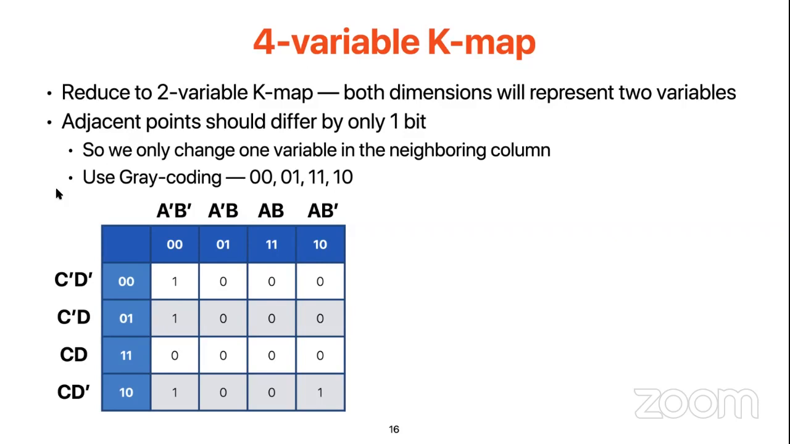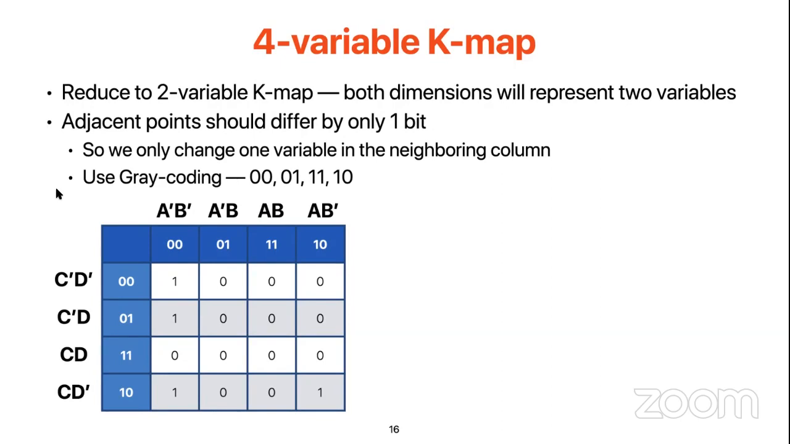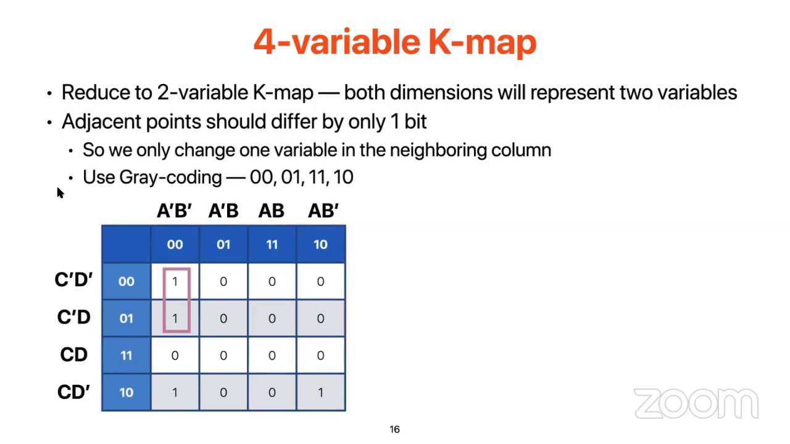Again, for four variables, all you need to do is map the four variables into a 2-dimensional K-map. Both dimensions will represent 2 variables, and adjacent points should differ by only 1 bit. Still gray coding. If you have a truth table with 4 different variables, just lay them out like this. If I find an onset like this one, the common literals are A prime, B prime, C prime. For the corner ones, we can wrap them around. If you combine these 2 ones together, it will give you B prime, C prime, D prime as the common literals between these 2 ones. So this is how you get it.